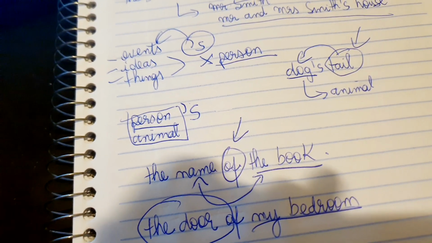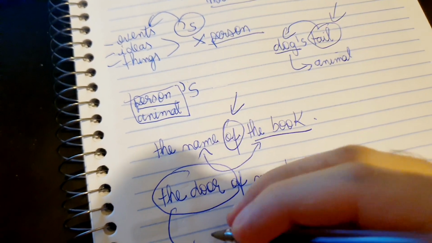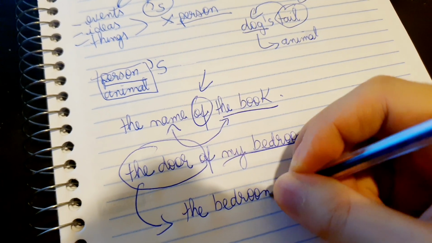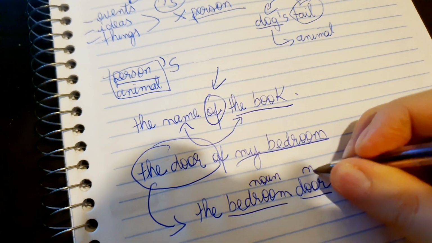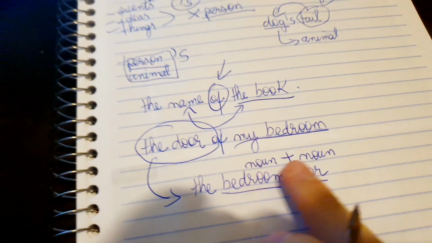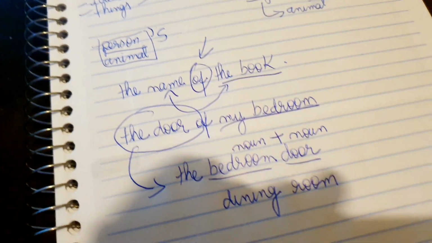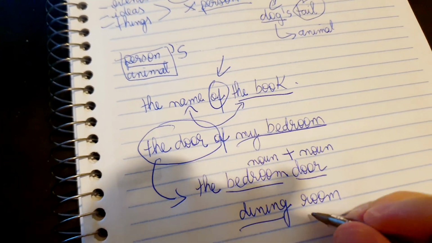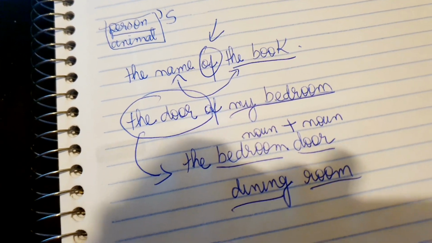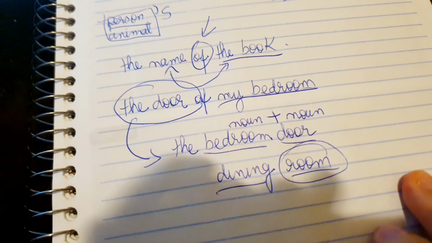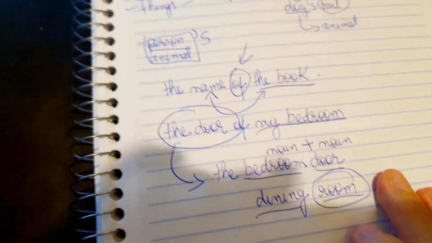Anyway, sometimes you can use another way to express the same idea. You can say the bedroom door, because you have two nouns here. It's possible to establish a noun plus noun combination. Okay, for example, dining room. It's another word, a noun plus noun combination, in which the noun works as an adjective. It gives characteristics to it. It specifies what the noun is about. Okay, it's possible to use such expressions.